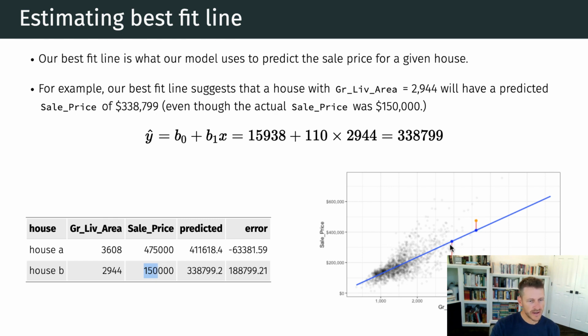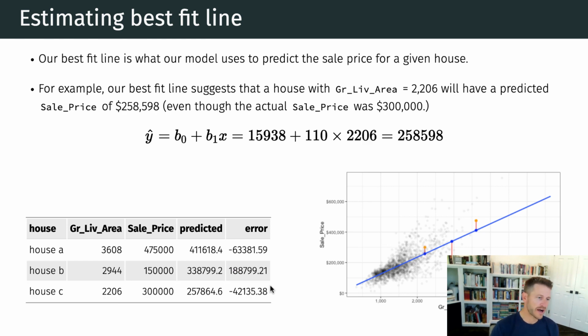So here, our blue line is far above, much higher, predicted a much higher value than the actual sale price. And so we have a residual or an error of about $189,000. That's how much it was off in that prediction.